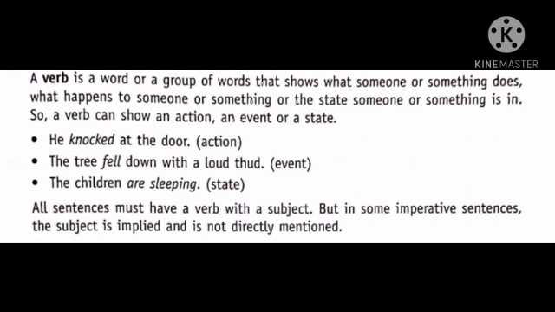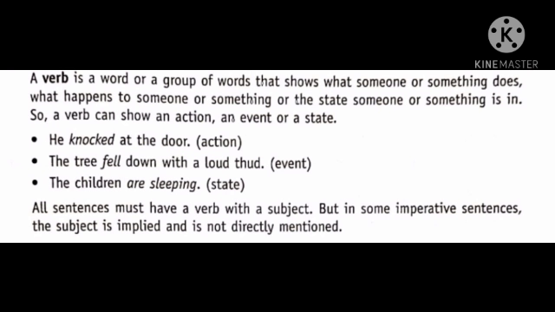So, students, what is a verb? A verb is a word or a group of words that shows what someone or something does, what happens to someone or something, or the state someone or something is in. So, a verb can show an action, an event, or a state. For example, he knocked at the door. In this sentence, knocked is an action word.